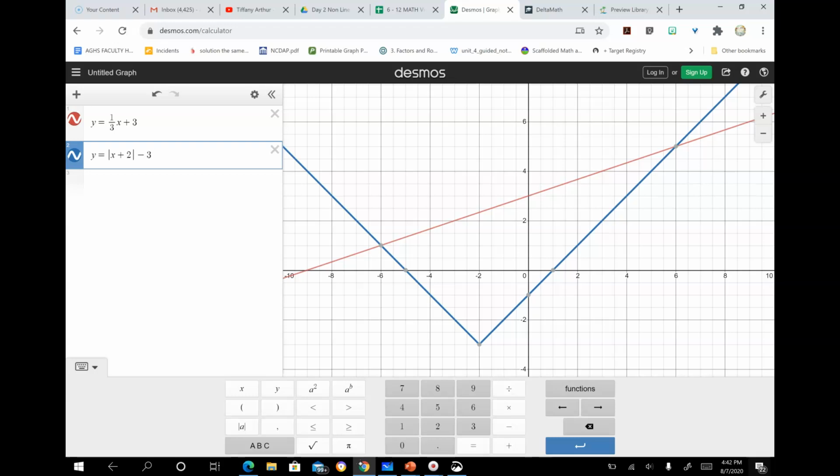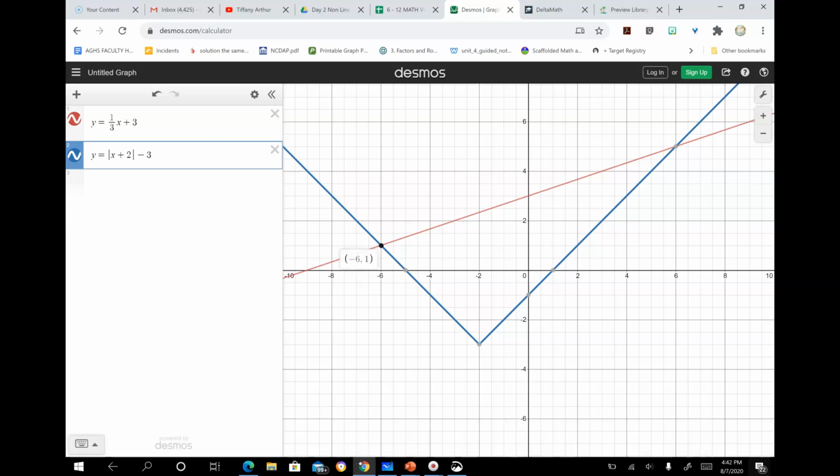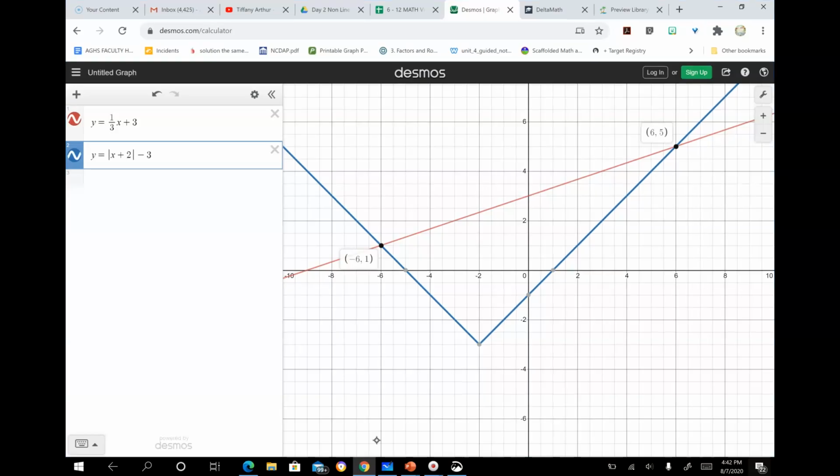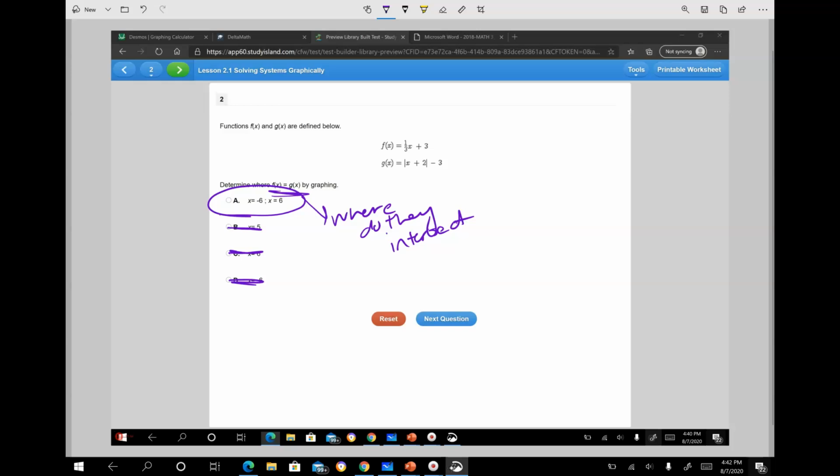Well, if you look, they meet right here on this one gray dot, -6, 1. But you've got two intersections, correct? So you're going to have two answers here. When you go back, it's asking what is x? Well, I know I have two answers, so I can mark out all of them, and process of elimination gives you the answer if you just know by looking. But my x's are -6 and 6, which would be A.